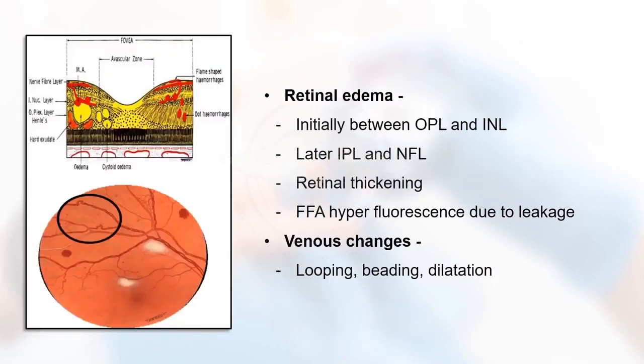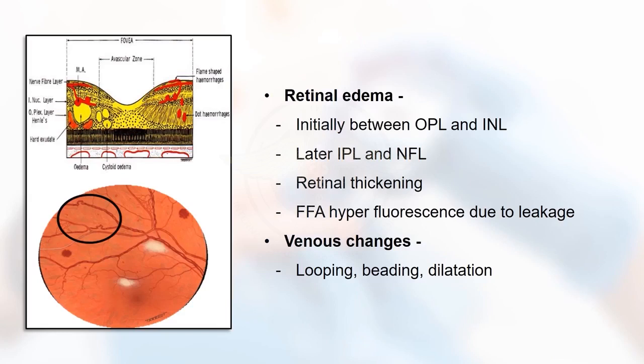Retinal edema, initially between the outer plexiform layer and inner nuclear layer. Later between the IPL and nerve fiber layer, then retinal thickening, then on fluorescein angiography, hyperfluorescence due to leakage. And the venous changes are looping, beading, and dilatation. This is looping, this is looping, and this is beading and dilatation. So this is a picture where the details are given, and the edema is there.